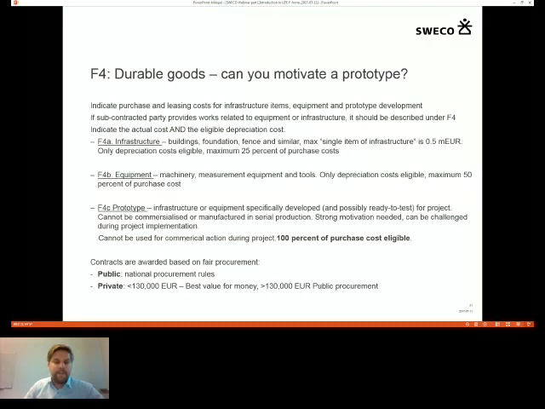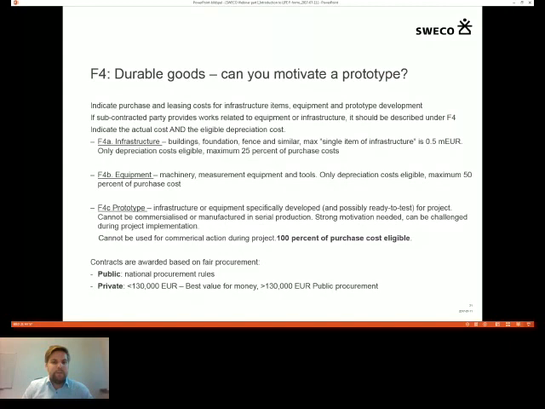F4B is equipment. Here we look at machinery, measurement equipment, tools, and it can be computers also, for example. It's a very broad category. Again, only the depreciation costs are eligible, but here at least maximum 50% of the purchase cost can be covered. And we'll get into an example on the next slide with that too.